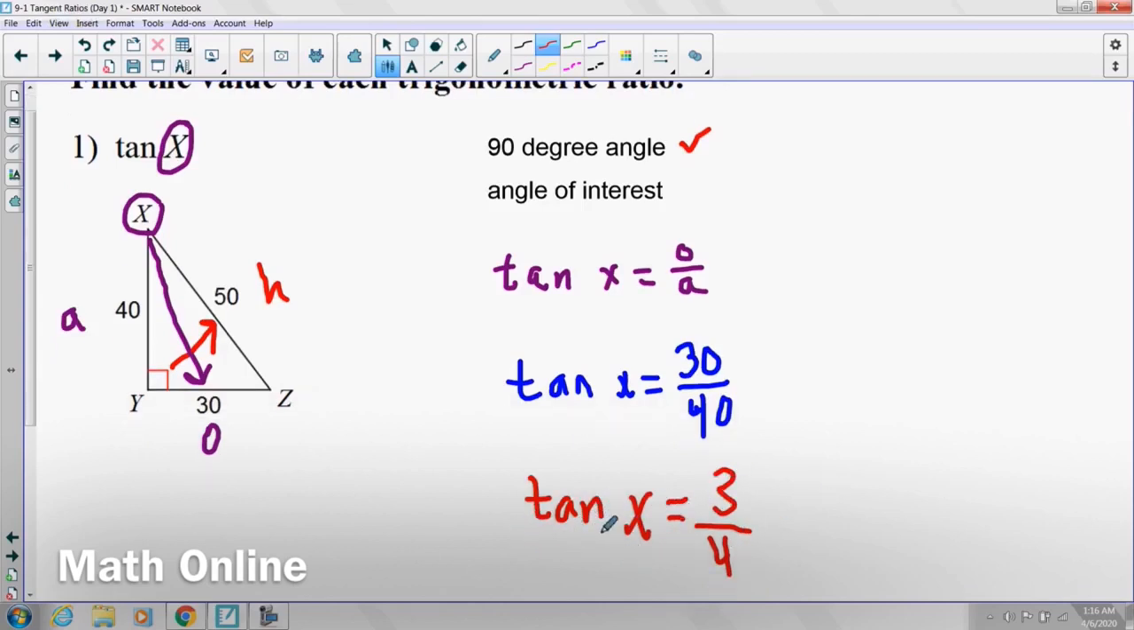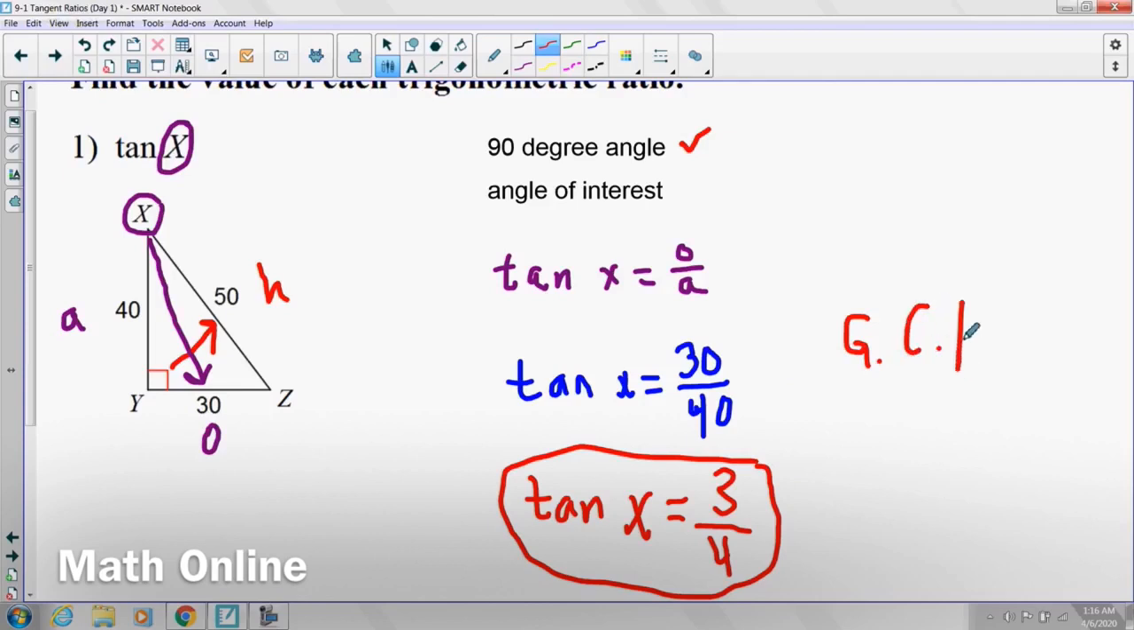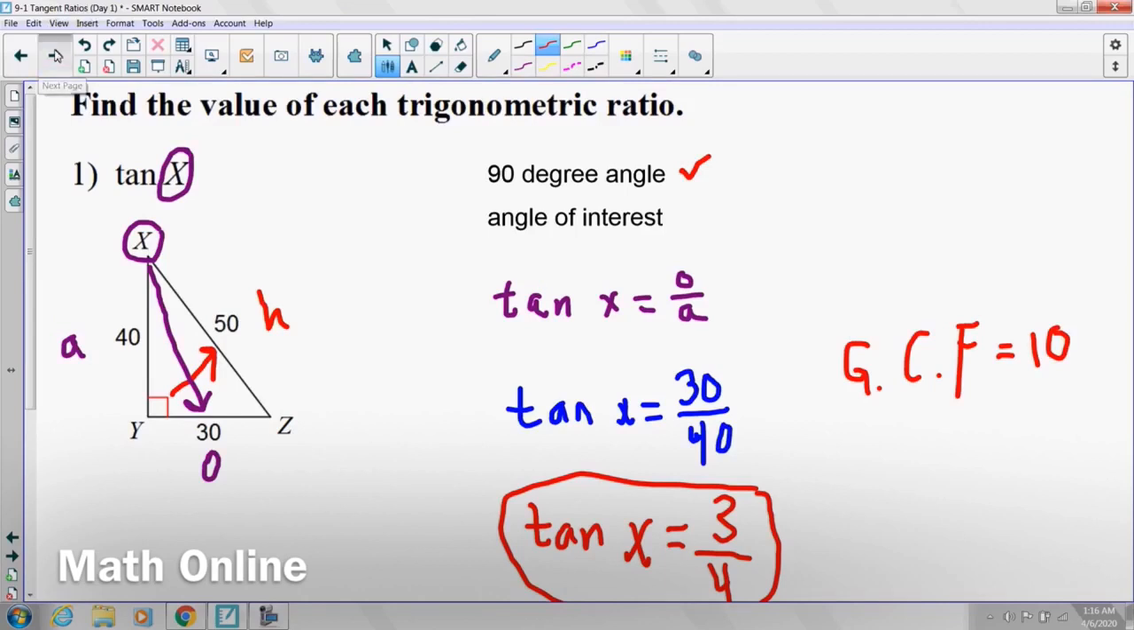Remember, this is not tan, it's tangent. Awesome. All right, so that's our answer. If you didn't quite understand this, please watch the video again, okay? Just remember, the greatest common factor in this case was 10. That's what we divided by 10 on the bottom and on the top of the fraction. All right, moving on to the next scenario.